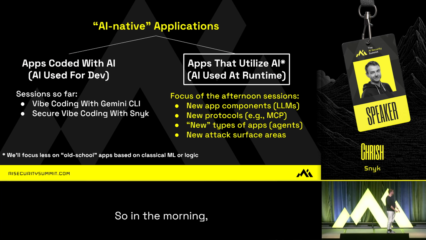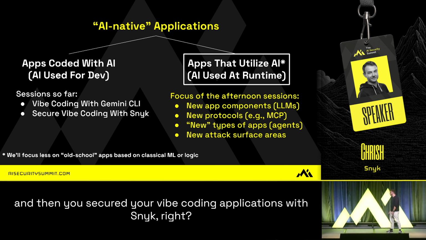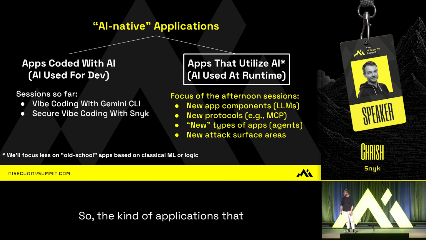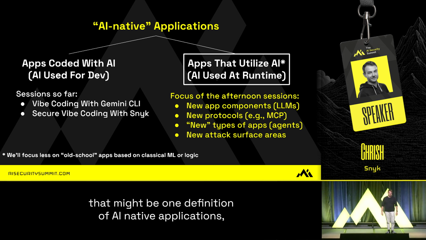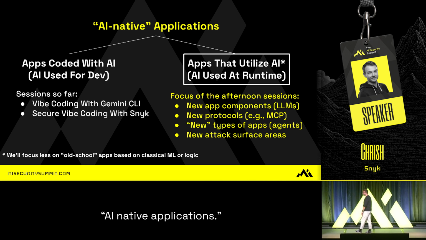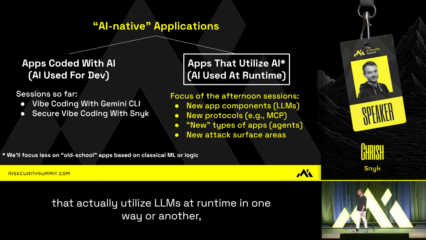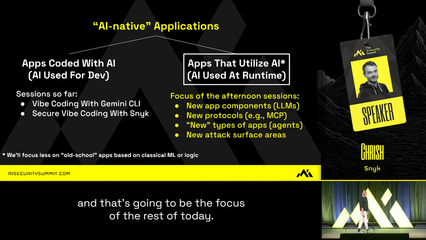So in the morning, so far, you vibe coded with Gemini CLI, and then you secured your vibe coding applications with Snyk, right? So, applications that you write with your agents. That might be one definition of AI native applications, but that's actually not what the rest of the industry refers to as AI native applications. What we usually mean when we say AI native applications are applications that actually utilize LLMs at runtime in one way or another. And that's going to be the focus of the rest of today.